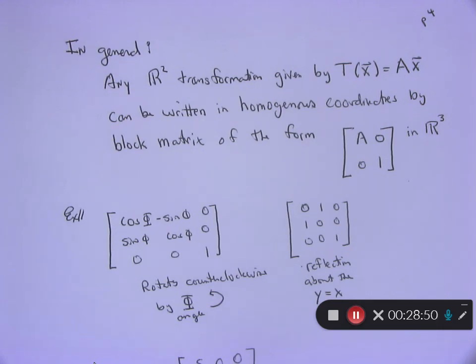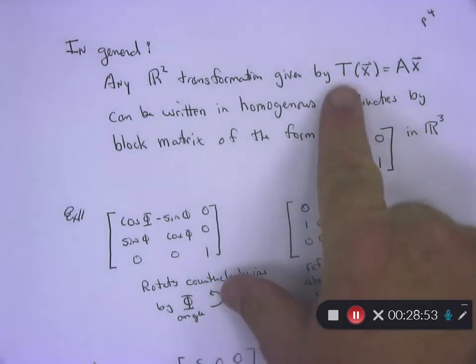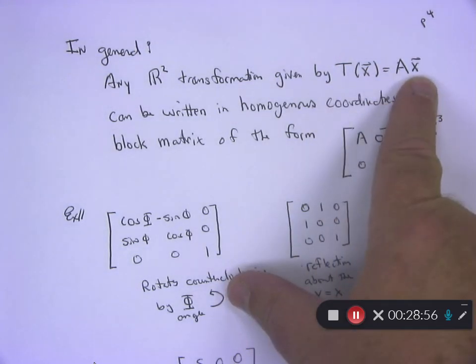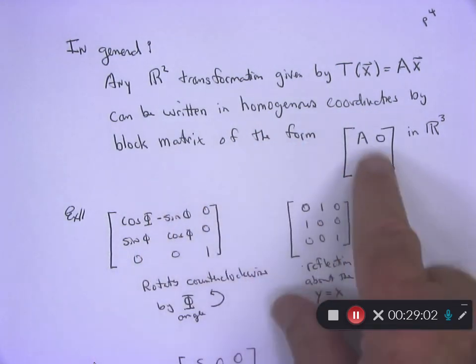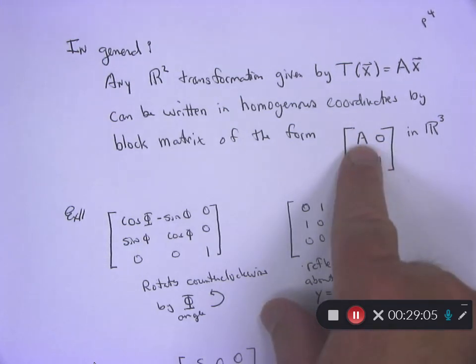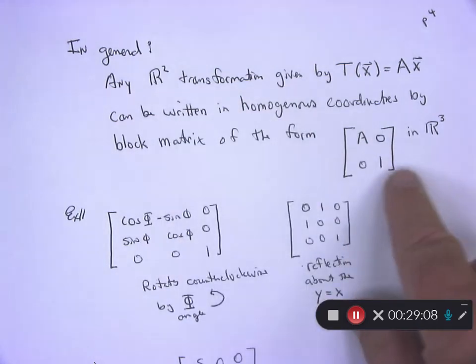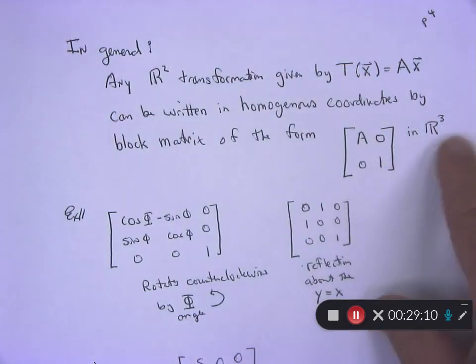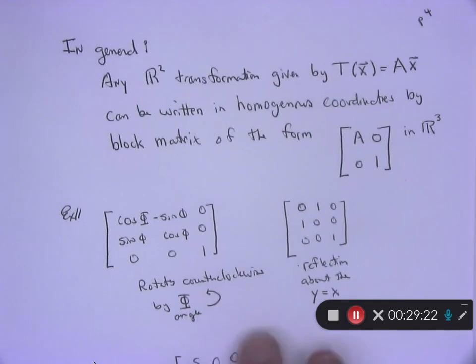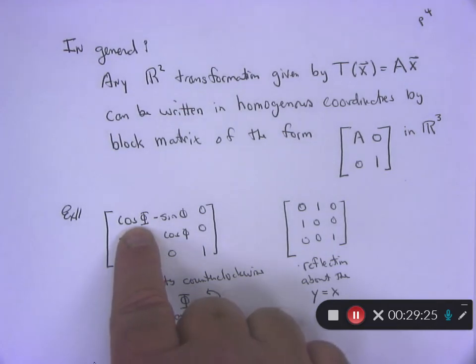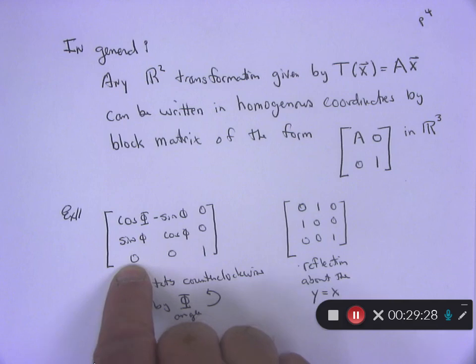So any R2 transformation can be given by T of x is equal to A times x, and can be written in homogeneous coordinates by the block matrix of the form A, 0, 0, 1. A was the original transformation in R2, but we can throw on this extra little 1 down in the corner, and now we're back into R3 because we have an extra dimension on our vectors. So, if you remember some of the transformations we talked about before, here's a big one: the cosine of phi, sine of phi, 0. This is x, y, and then 0, okay?